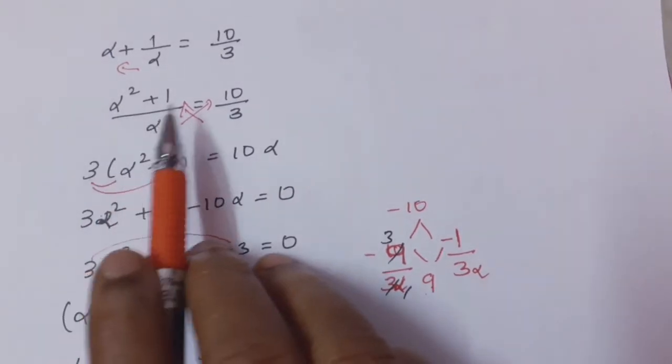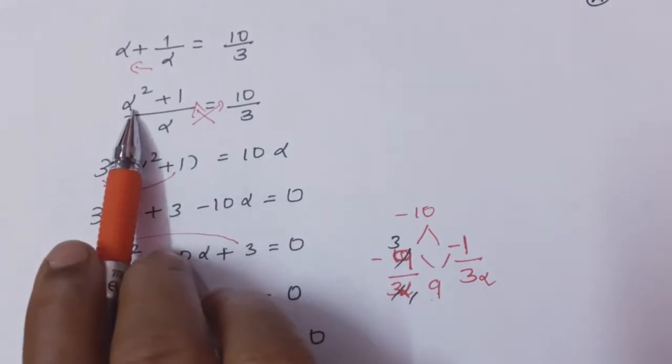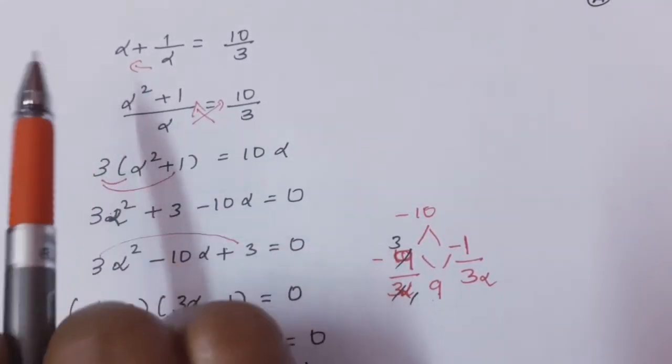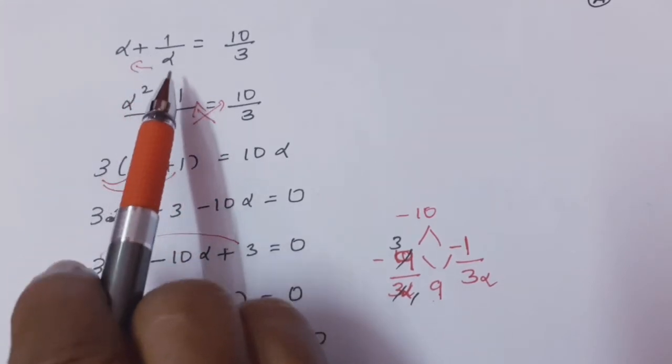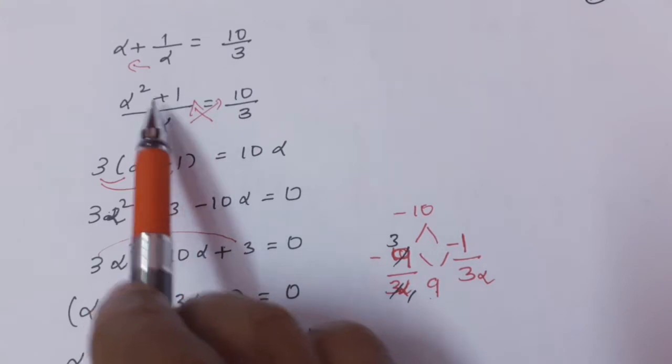Now alpha plus 1 by alpha equal to 10 by 3. So alpha into alpha is what? Alpha square plus 1 divided by alpha. Take the LCM. Alpha square plus 1 by alpha equal to 10 by 3. Now we do the cross multiplication.